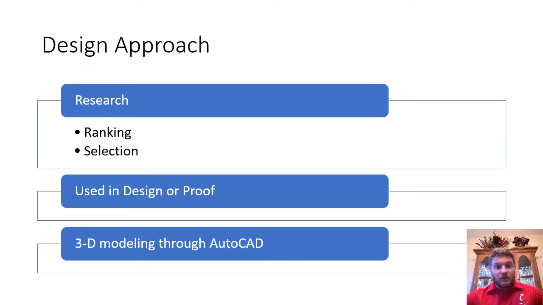In order to complete the design of this project, I decided to use mostly research, and then I would pick the best components from each research section to either put in my design or be used to prove the advantages of a DC distributed home. Other than research, I was able to get some help in my design and model approach from 3D modeling in AutoCAD.